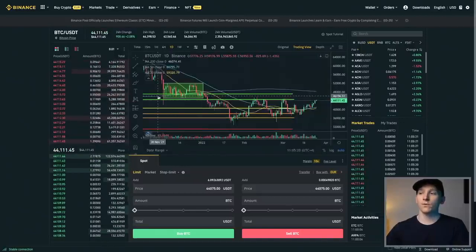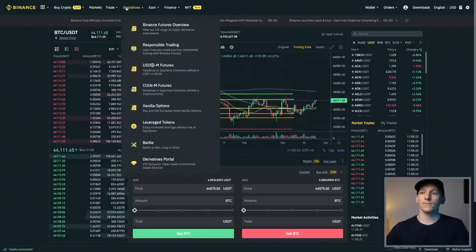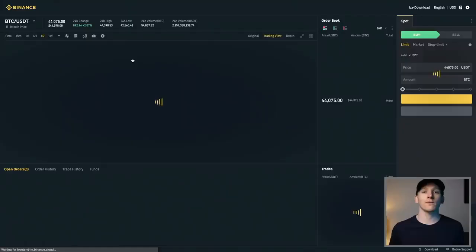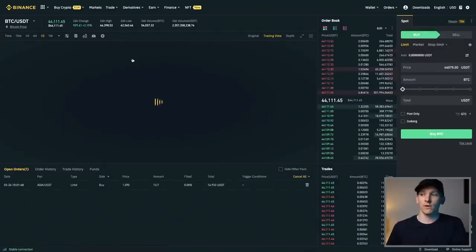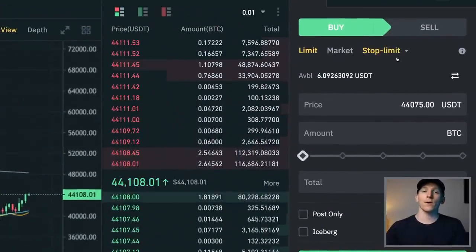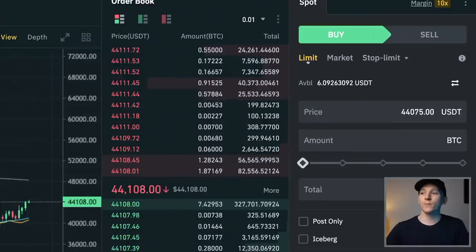Now, this comes through to the advanced trading screen. This is actually the classic screen. As you can see, I'm going to go through to advanced. It's all the same information, just a different layout. I prefer this layout. What you can see on the right-hand side when you want to buy Bitcoin is that you have the option to put in a limit order.